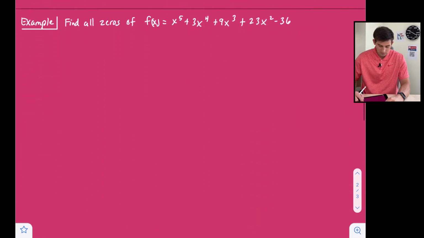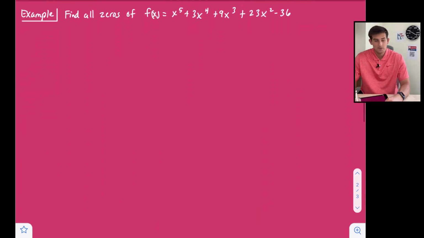Now, our last example, we're actually going to find these zeros. Before we do that, let's identify how many zeros we're trying to find. We see x to the 5th plus 3x to the 4th plus 9x cubed plus 23x squared minus 36. I noticed that my degree is a 5, so we're looking for 5 solutions here. And once we're looking for our solutions, we need to be careful and make sure we look for any repeated solutions as we're going.